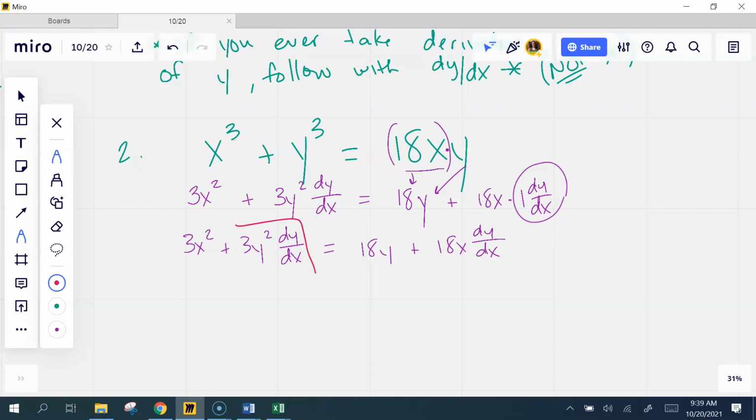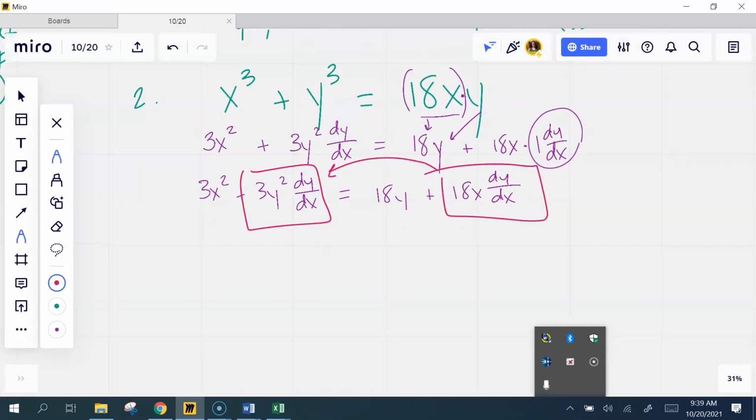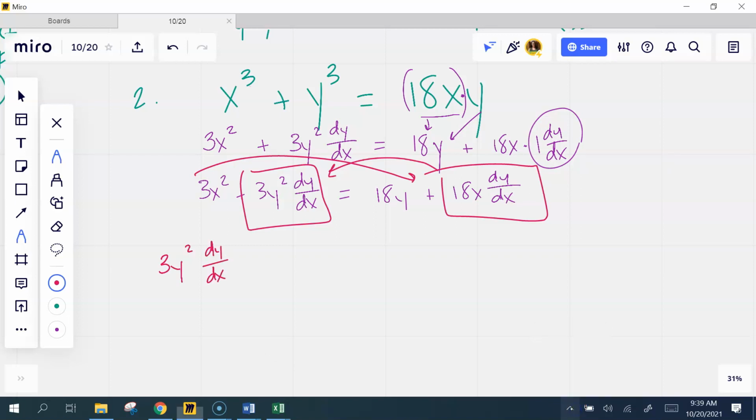I'm going to take all my dy/dx terms and get those together on the same side, and everything else I'm going to throw on the other side. It doesn't matter which one you move. I'm going to move it over here just because I like them on the left side. And then this one I'm going to throw over here. So 3y squared dy/dx. I'm not combining them, I'm just writing them. Remember, this is not so much about simplification as it is about just finding an equation.